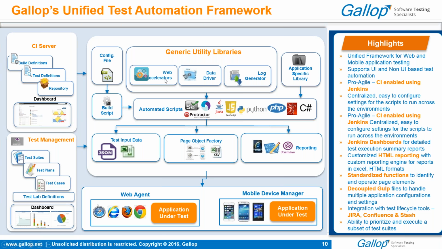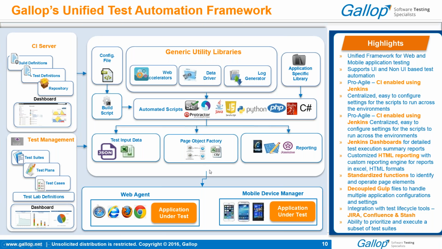We have web accelerators which are completely written by Gallop. We call them Gallop accelerators because whatever action library actions we have in Selenium, we wrapped them with Gallop's reporting and exception handling, and by addressing different access issues with the components, we have provided solutions. So we have Gallop accelerators and different drivers, and we can write automation scripts in different languages.